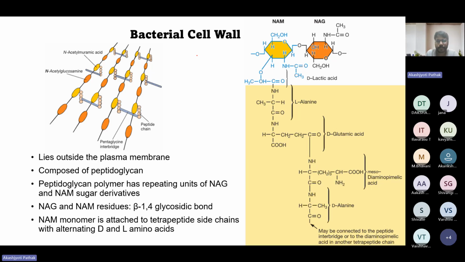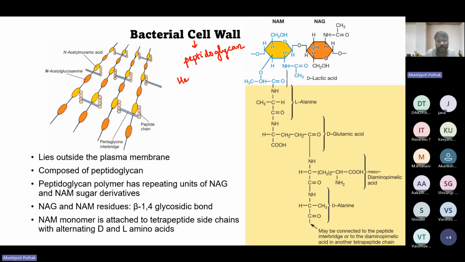And what is the basis of why a particular bacteria takes up or retains this crystal violet stain, while the other group of bacteria, gram-negative bacteria, do not retain this stain? It is because of the structure of their bacterial cell wall. The bacterial cell wall is made up of this chemical substance called peptidoglycan. Okay, we all know about this, isn't it? Peptidoglycan layer, and this peptidoglycan is what?